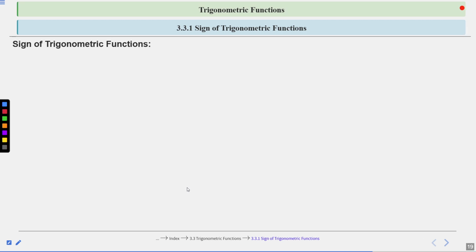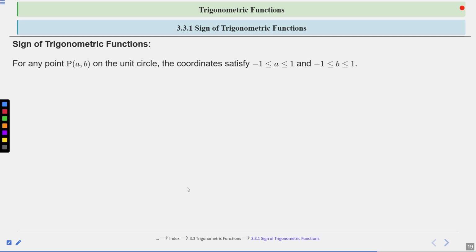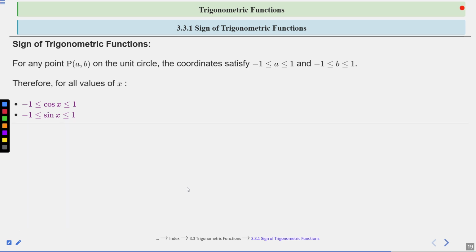Sign of trigonometric functions. See, for any point P(a, b) on the unit circle, the coordinates satisfy a is from -1 to 1, and b is from -1 to 1 again, right? Therefore, for all values of x, cos x will be from -1 to 1, because a is from -1 to 1. Sin x is b, which is from -1 to 1, therefore sin x is also from -1 to 1, right?